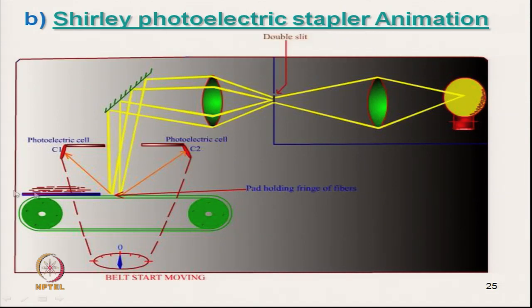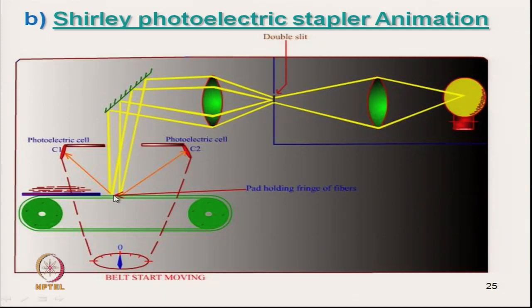Now, here is the fiber fringe I have mentioned. It is placed on a black pad, which is placed on a conveyor belt, and it moves gradually. One light source is there, which gives light through a lens arrangement, and it is a double slit. From here the two light sources are coming. So, this is one light source, another light source, and ultimately these are falling on two different points which are very close to each other.